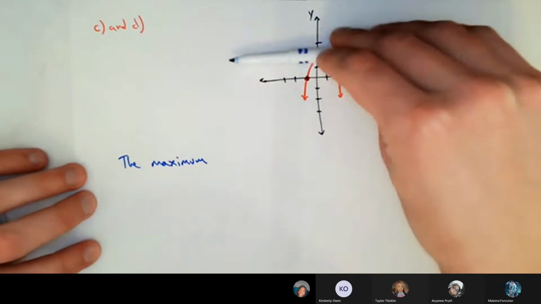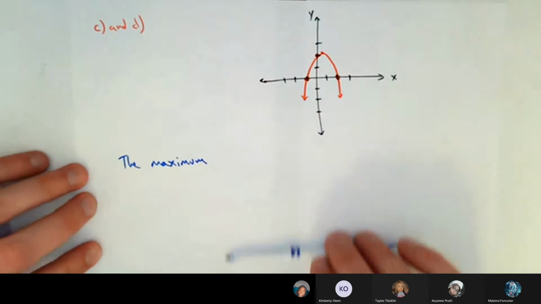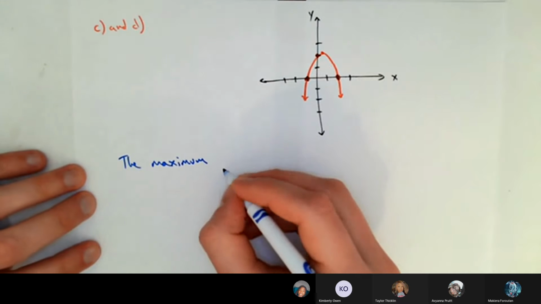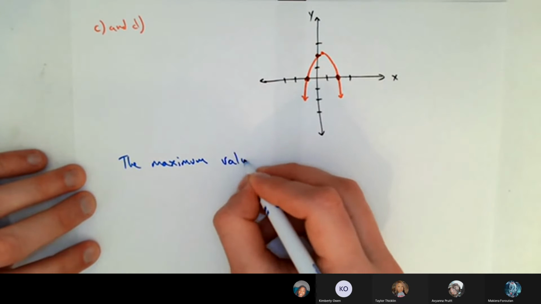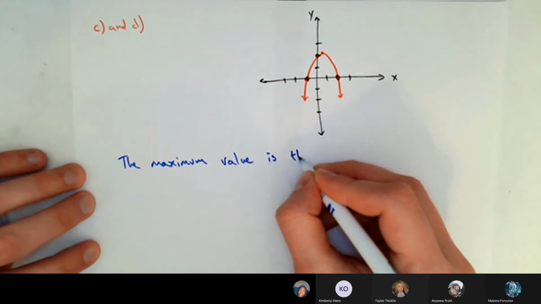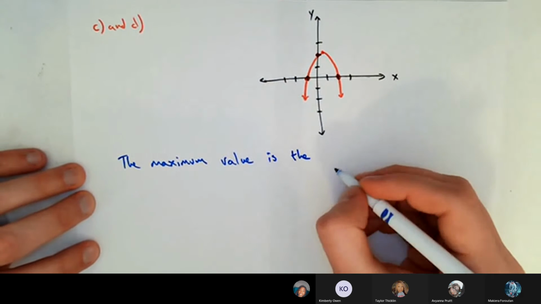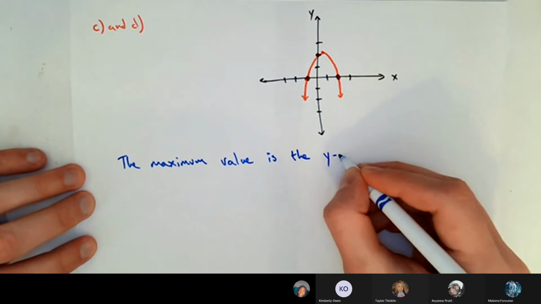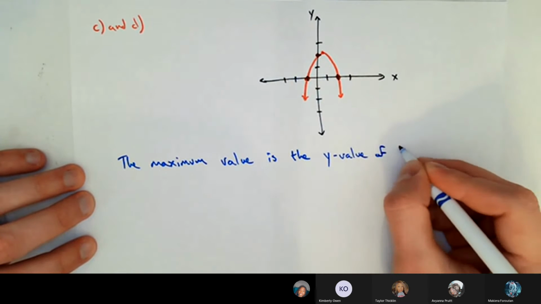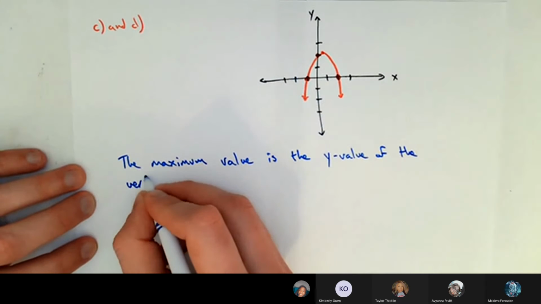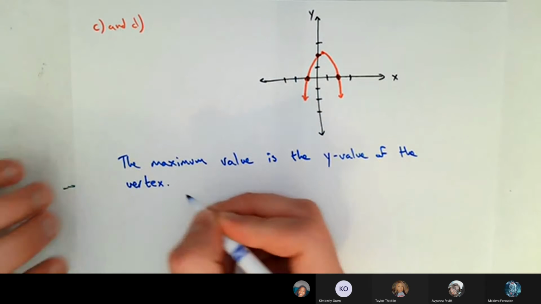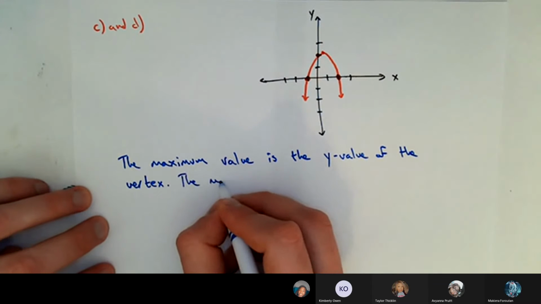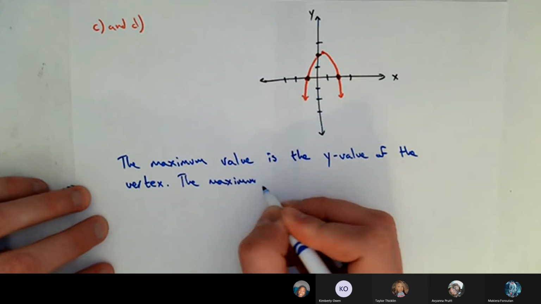It never goes above. Is it bounded below? No, it's infinite going down, but it has a highest value. So the maximum value still happens at the same place, at the vertex. It's just now a maximum instead of a minimum, is the y value of the vertex. And we say it the exact same way, with that f of blah, blah, blah notation.